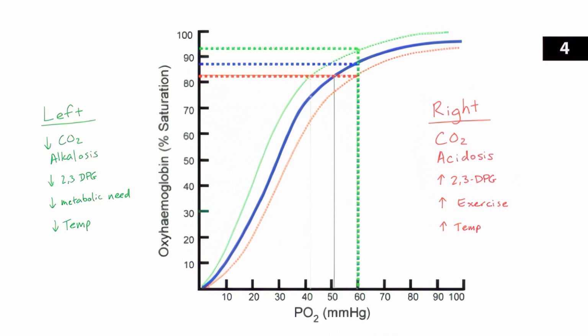And we said that fetal hemoglobin has higher affinity for oxygen than adult hemoglobin. In other words, fetal hemoglobin's dissociation curve is shifted to the left. One of the reasons why fetal hemoglobin has a higher affinity for oxygen is that it has a lower affinity for 2,3-DPG. So lower affinity for 2,3-DPG means higher affinity for oxygen and shifting the curve to the left.